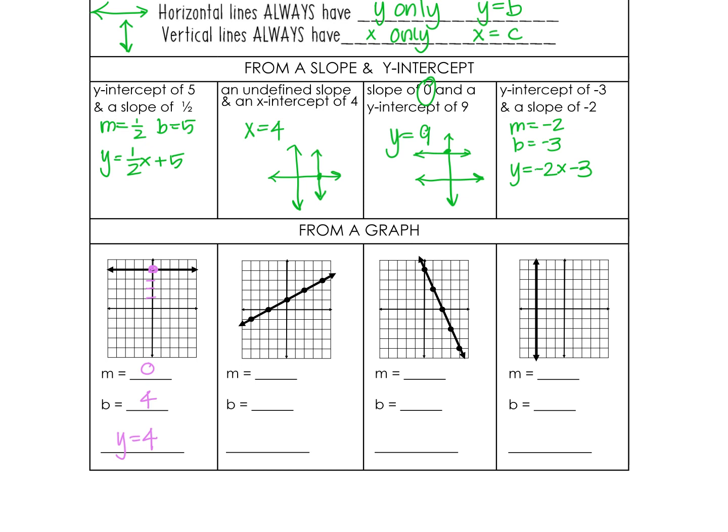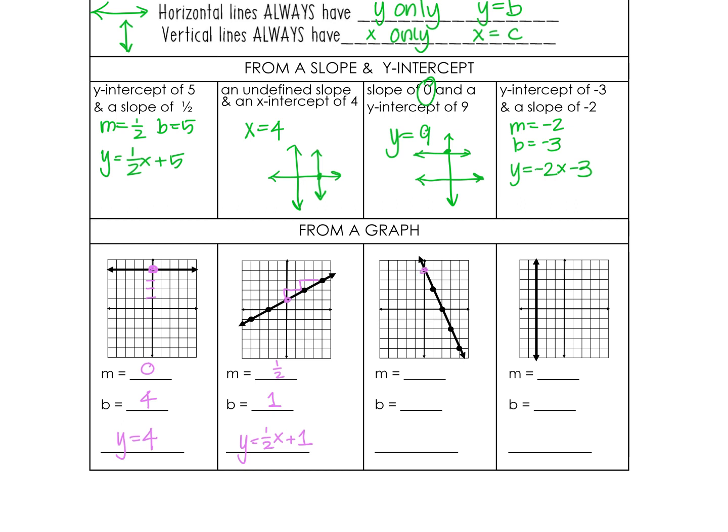My next one, I can see starting off that my y-intercept is positive 1, and then I'm going up 1 over 2, up 1 over 2 in the positive direction, so my slope is 1/2. When I plug that into my equation, I have y equals 1/2 x plus 1. Again, plus 1 because my y-intercept is positive.